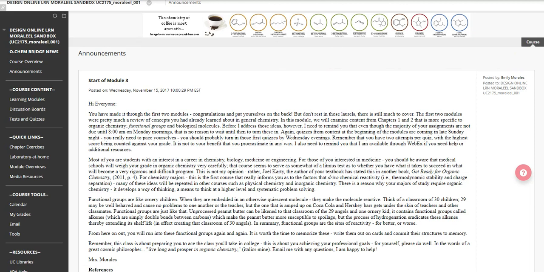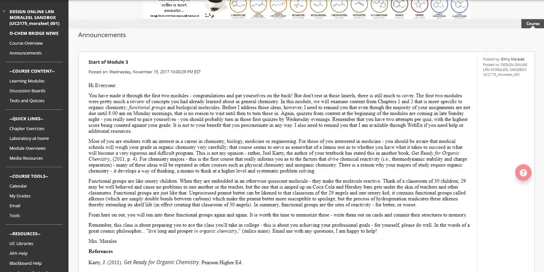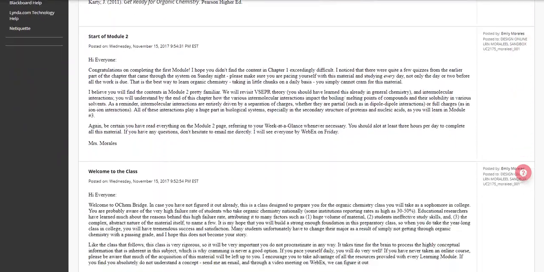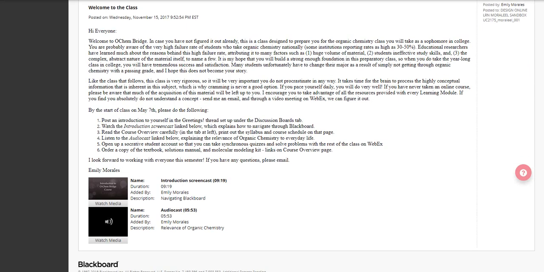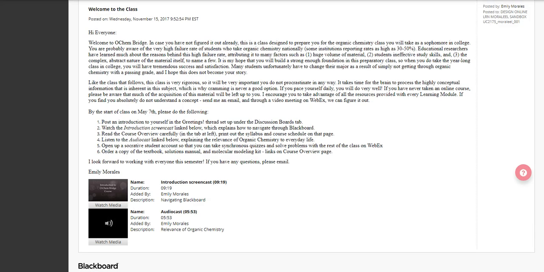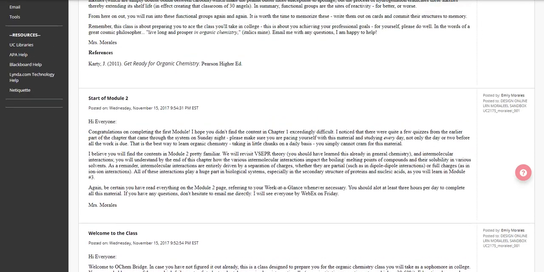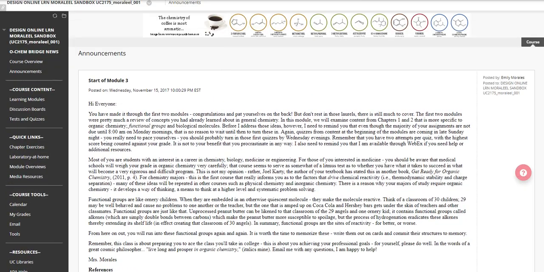I developed 3 modules, each module requiring about 2 weeks to complete. With the beginning of every single module, students are greeted with an announcement. And the announcement gives the students some idea of what they can expect over the next 2 weeks, along with links. So after taking a look at these announcements, the students are directed to different links.